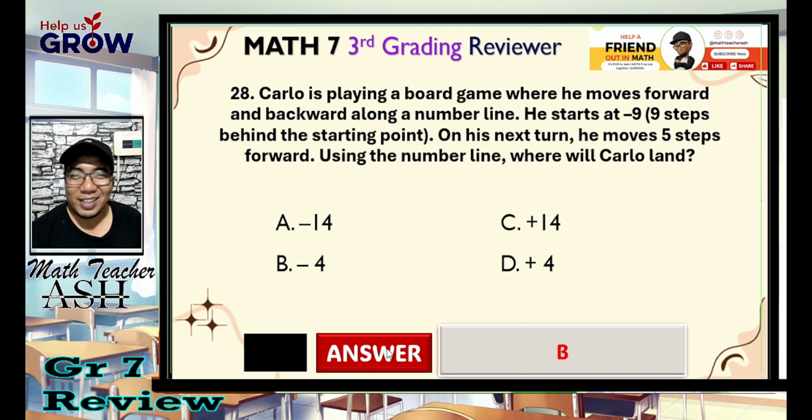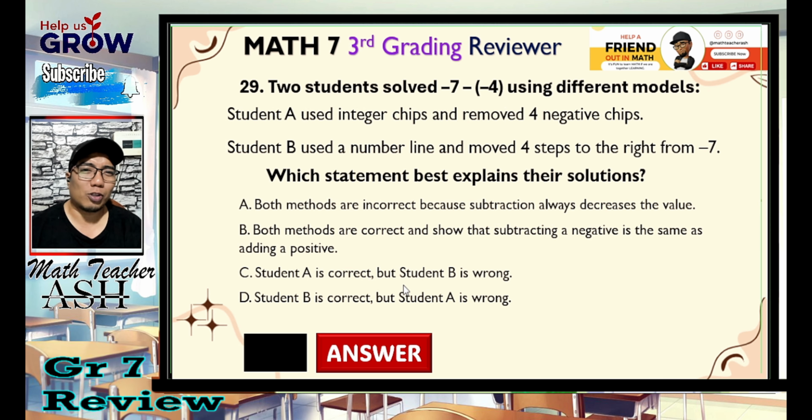Alright, easy, right? Now, let us go to question number 29. Two students solve negative 7 minus negative 4 using different models. Student A used integer chips and removed 4 negative chips. Student B used a number line and moves 4 steps to the right from negative 7. Which best explains their solution?